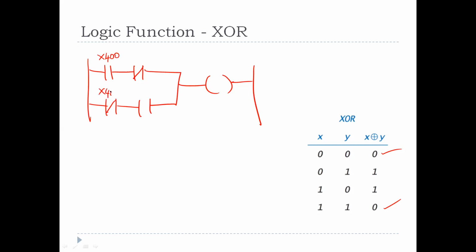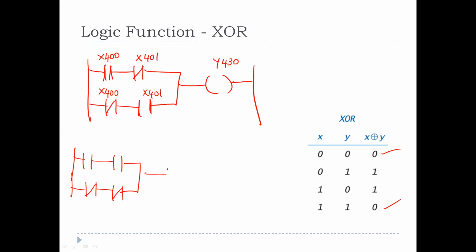Here I'm using the same input for both the rungs. The first case, like 0 and 0, nothing will change. Here we have one open contact and here we have one open contact, and hence I will not get any output. Whereas in the second case it is 0 1. That means the first input will not be changed, so X400 will remain the same in both the rungs, whereas the second input will change. Here it will become normally open and here it will become normally closed. Since in the second rung both are closed, I will get an output.